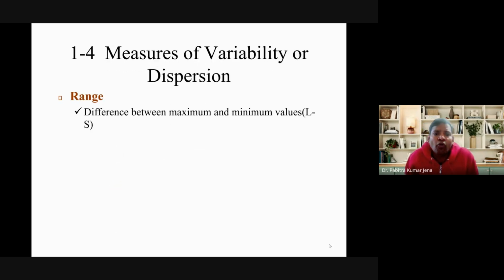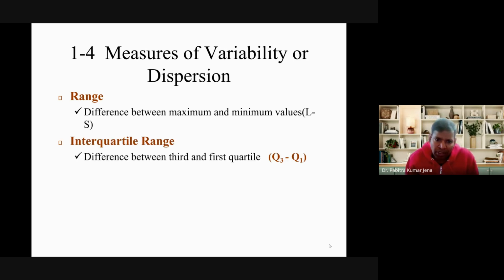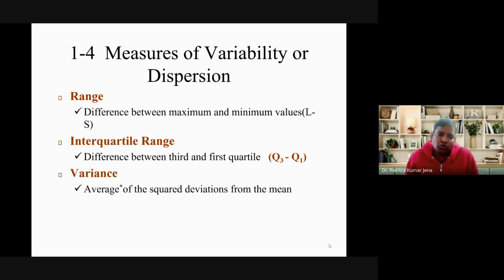As you know, range actually shows the difference between the maximum value and the minimum value. The difference between the third and first quartile is known as the interquartile range. Variance is the average of the squared deviations from the mean. As you know, the variance is the square of the standard deviation.